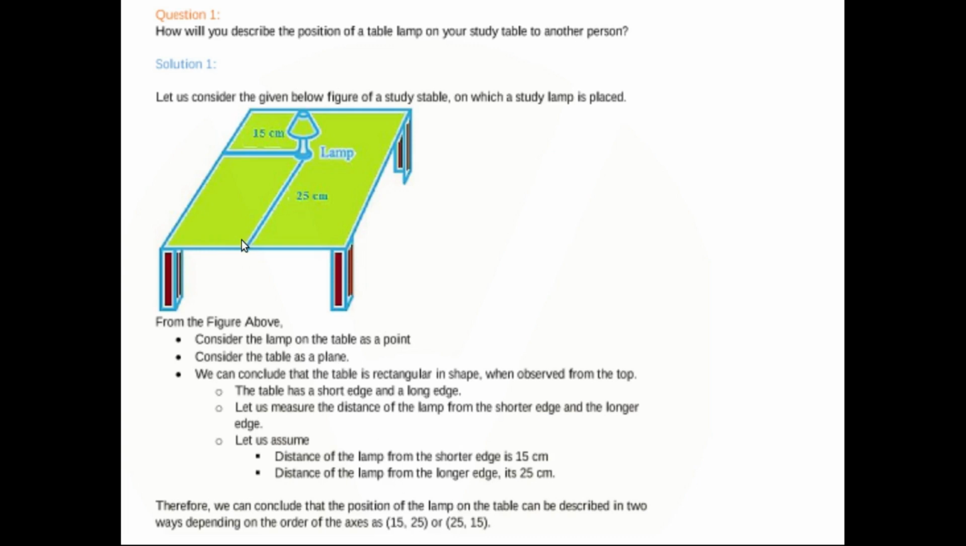And one more thing, actually the axis is not mentioned here, right? So what can I take? I can take this one as the x-axis and this one as the y-axis. Then what will happen? It will be reversed. Instead of 15 comma 25, now it will be 25 comma 15. When we change the axis, the coordinates will also change. So this was our first problem.